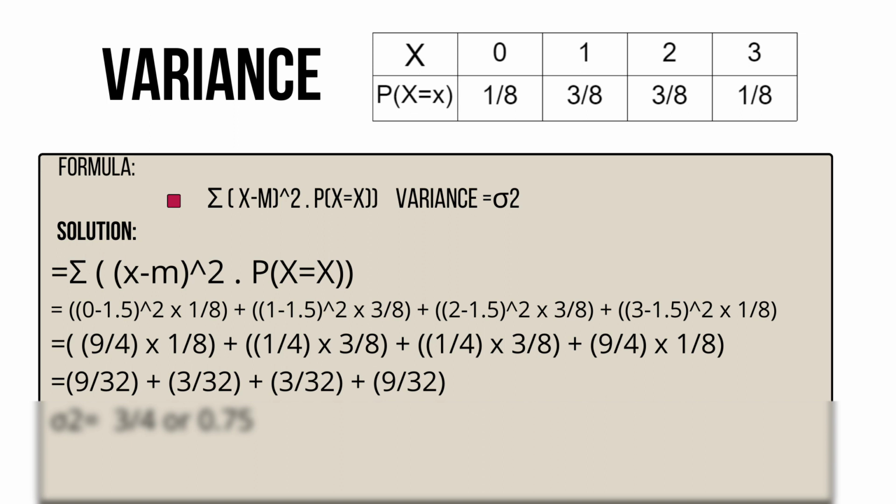We have everything. We have our last equation, so you have to add each fraction in each parenthesis. 9 over 32 plus 3 over 32 plus 3 over 32 plus 9 over 32, which will give us our variance equal to 3 over 4, or in decimal form, 0.75. Now we have our variance.